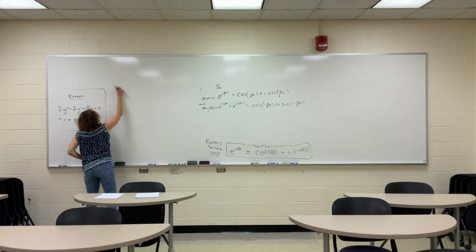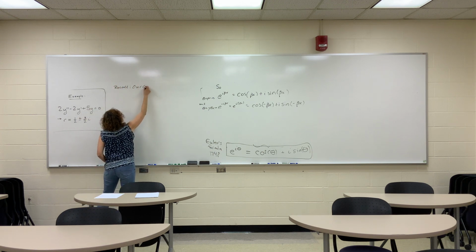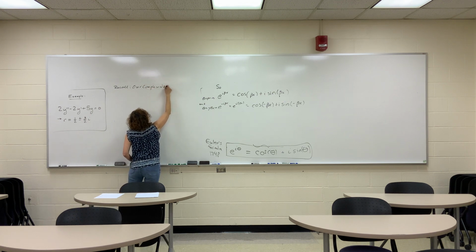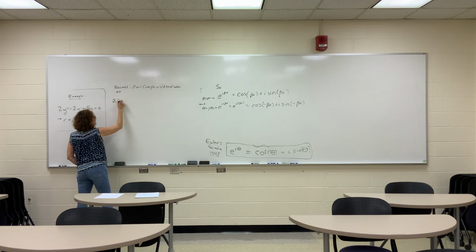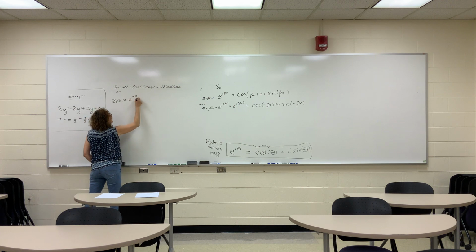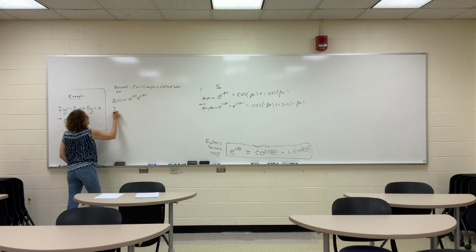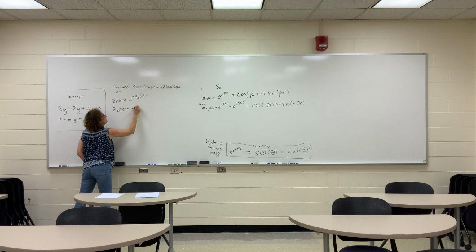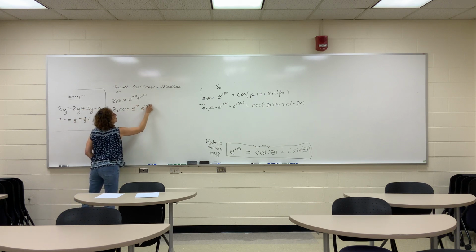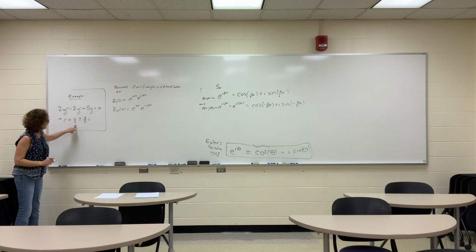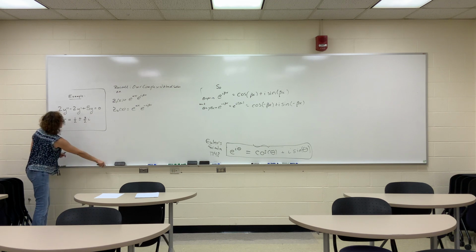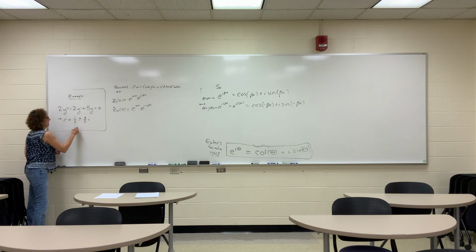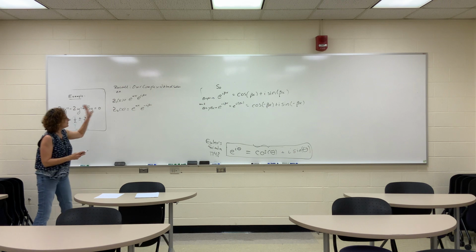So recall, our complex valued solutions are z1 of x, which was e to the alpha x, e to the i beta x, and z2 of x, which is e to the alpha x, e to the minus i beta x, right? Where alpha is the real part of the complex conjugate root, and beta is the imaginary part of the complex conjugate root, right? So for this problem, that guy is alpha, and that guy is beta. We'll come back to this right now. But these guys are still complex.